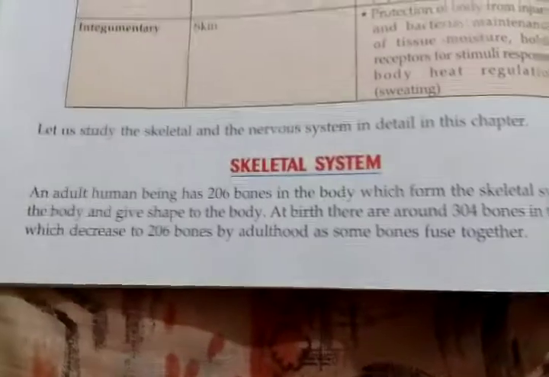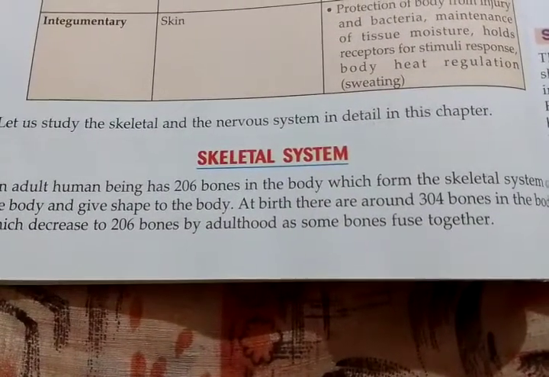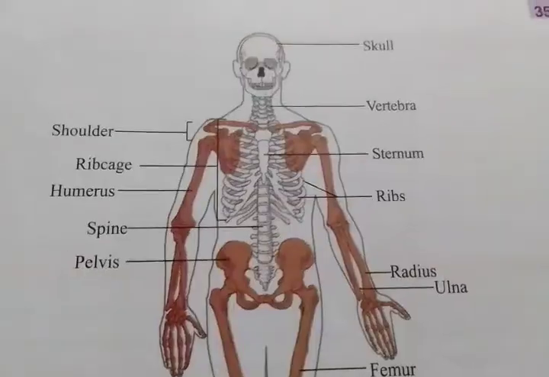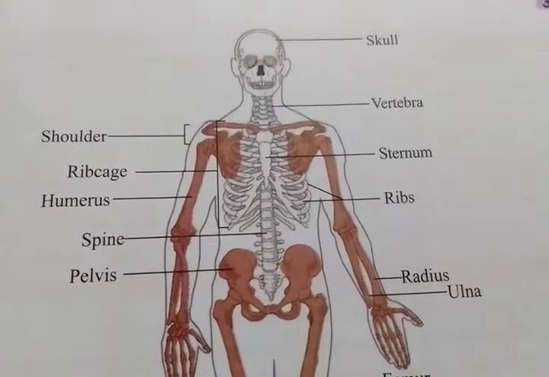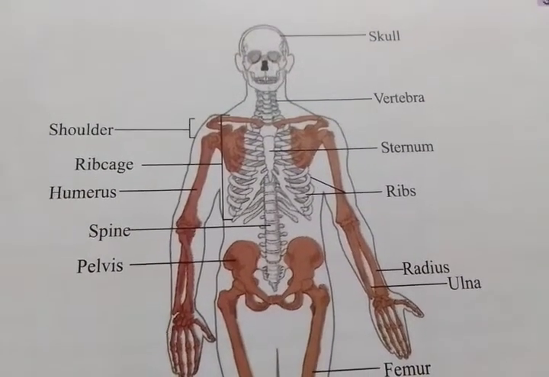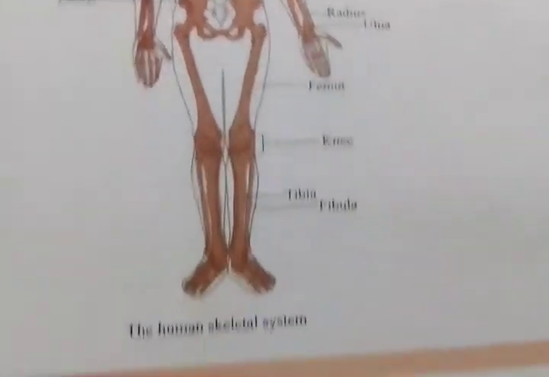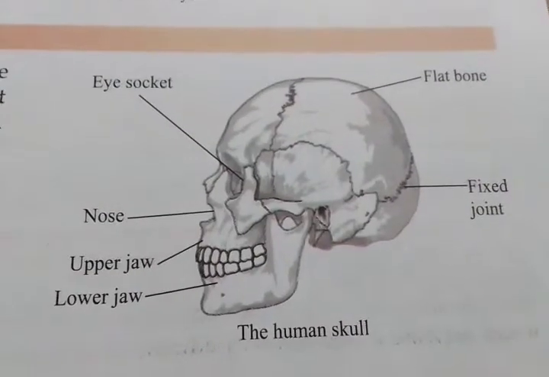An adult human being has 206 bones in the body, which form the skeletal system. You can see here the human skeletal system. Firstly, skull. There are 22 bones in the skull which protect the most important organ, that is the brain.